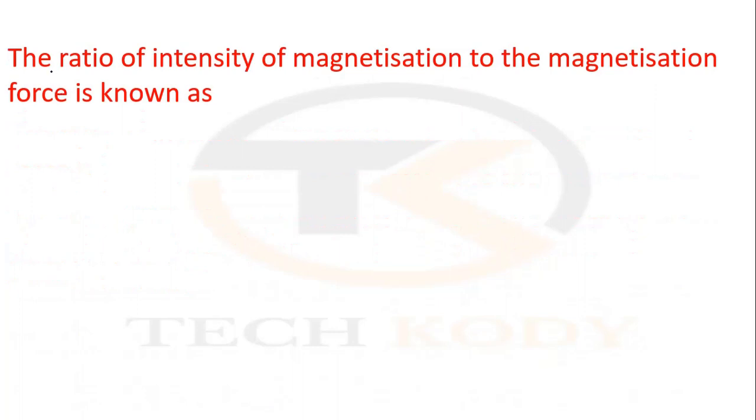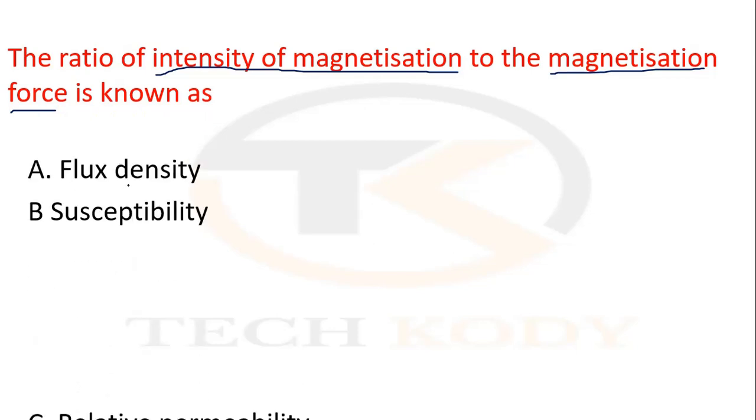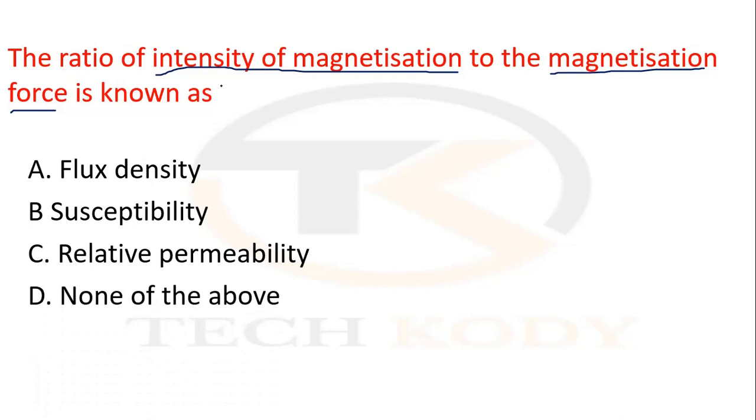The question asks about the ratio of intensity of magnetization to magnetizing force. The options are flux density, susceptibility, relative permeability, none of the above. The ratio of intensity of magnetization to magnetizing force is known as susceptibility. Option B is the correct answer.